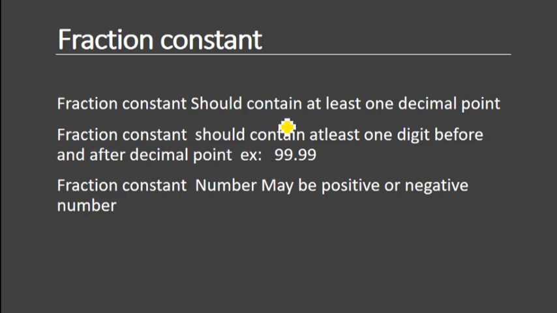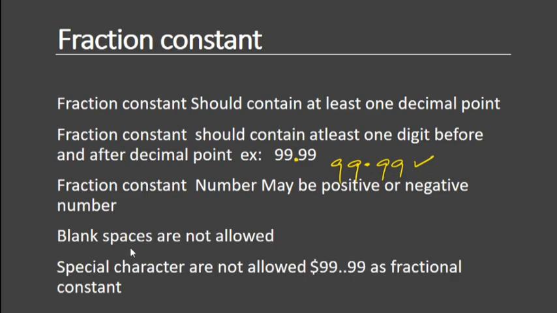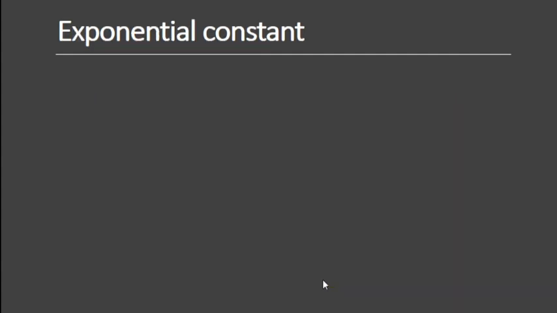A fractional constant should contain at least one decimal point. And a fractional constant should contain at least one digit before and after the decimal point. Like this, it is nothing but a fractional constant. A fractional constant number may be positive or negative. Blank spaces are not allowed, special characters are not allowed. So these are not valid fractional numbers.